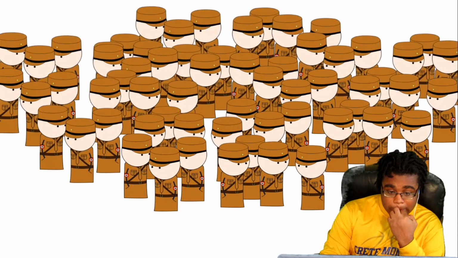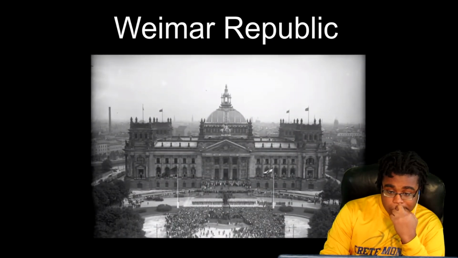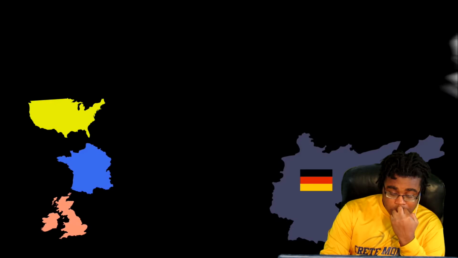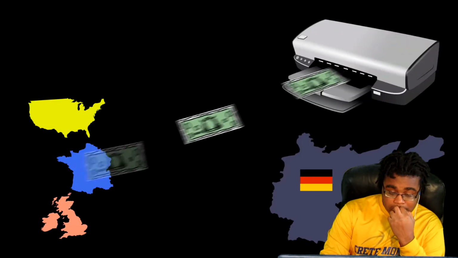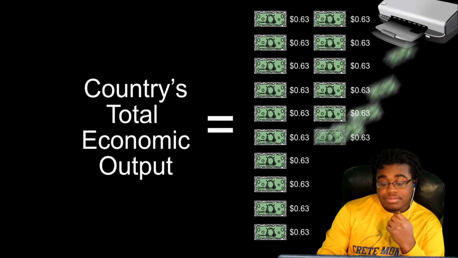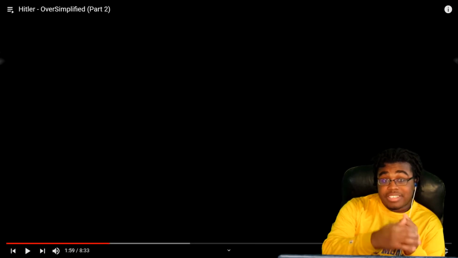The new democratic government that formed after World War I was pretty weak and ineffective. In order to pay reparations to the Allies, it started printing more money. The problem is that printing money doesn't actually give a country more money, it just makes money less valuable. Yep, and that's how economics works.